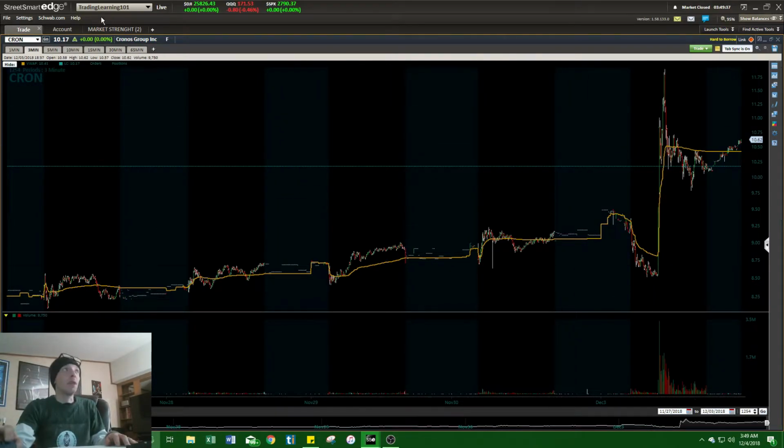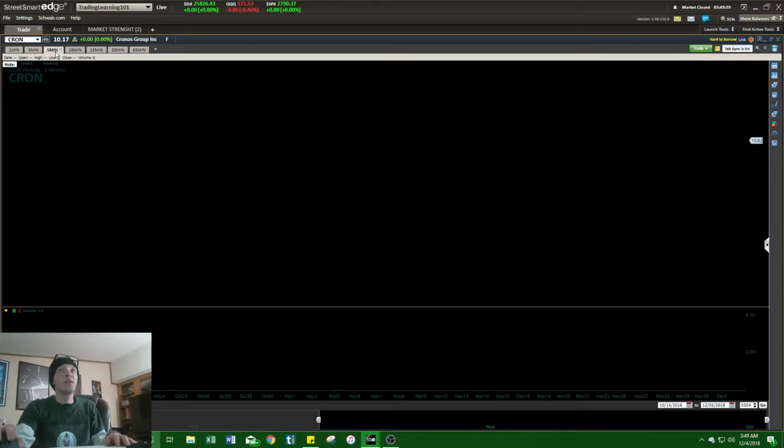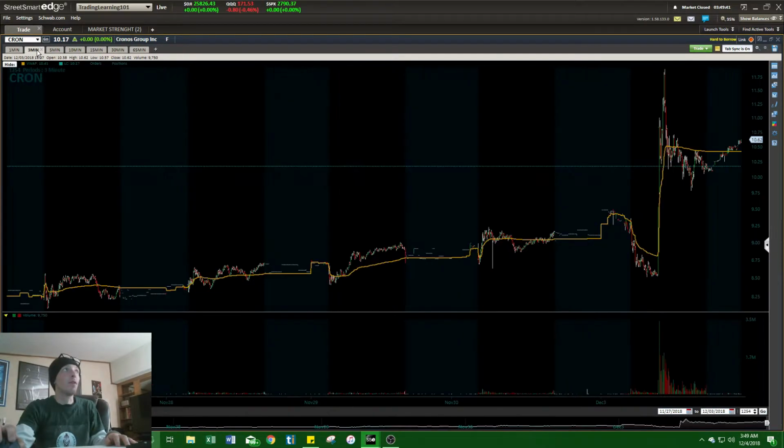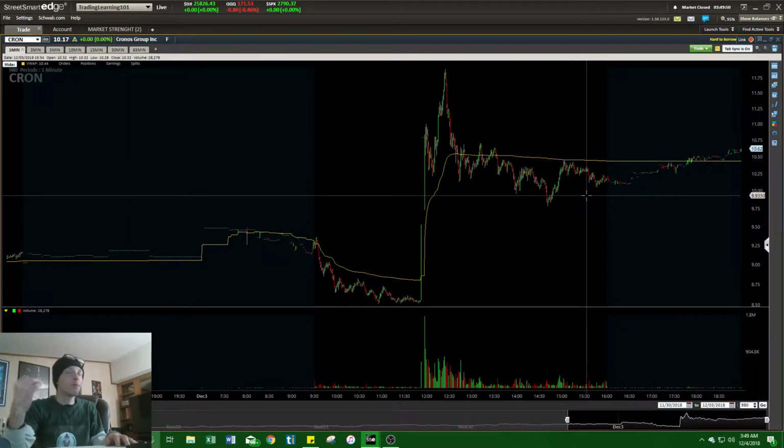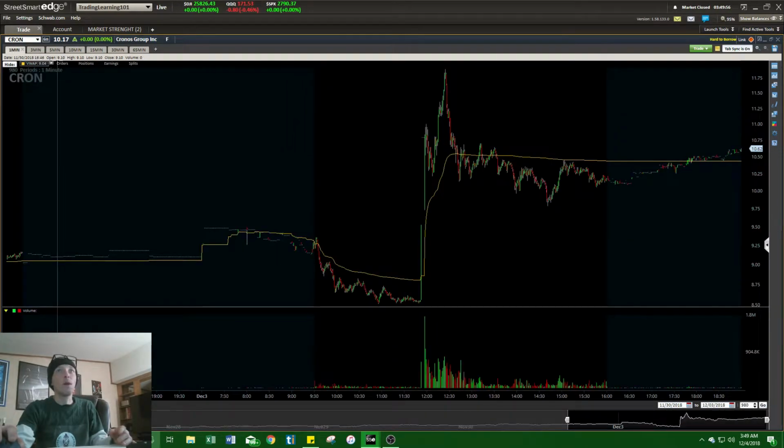But the yellow line, now I start using the VWAP on the 3-minute and the 1-minute. That's what this yellow line is right here. And most traders use the VWAP. So I'm going to use the VWAP as well. So I'll use the VWAP, like I said, on the 3-minute and on the 1-minute.